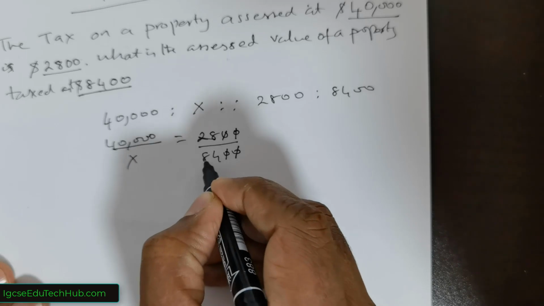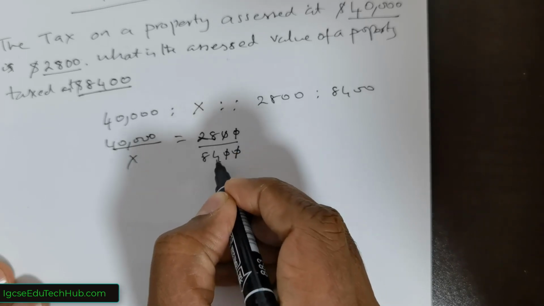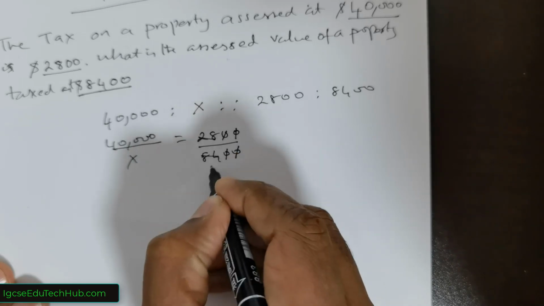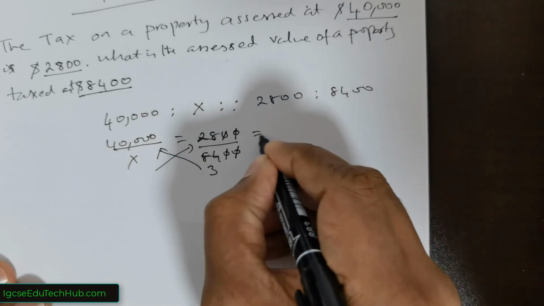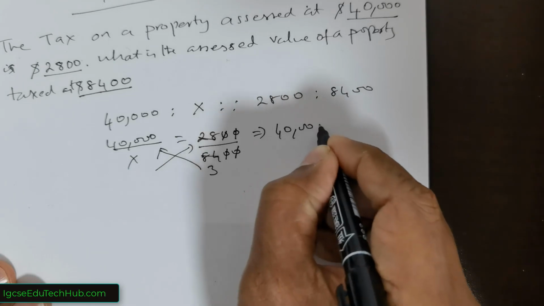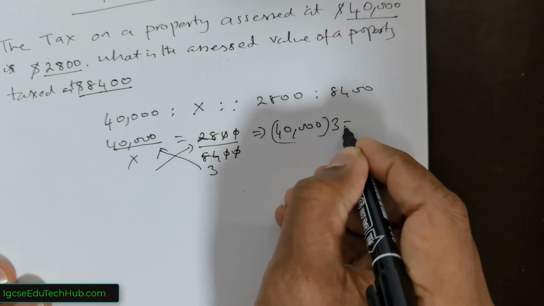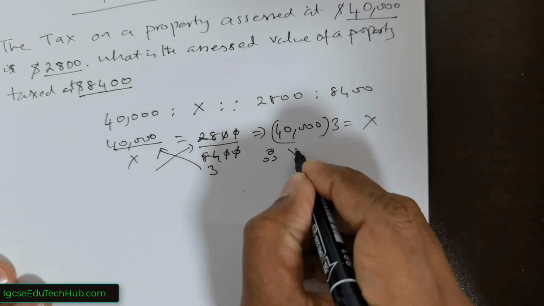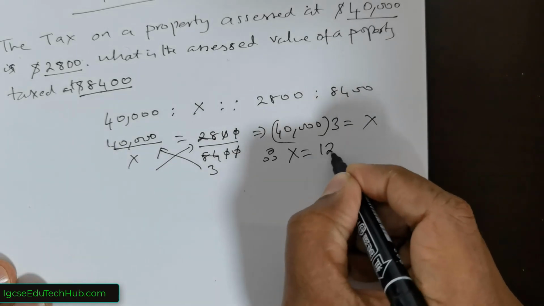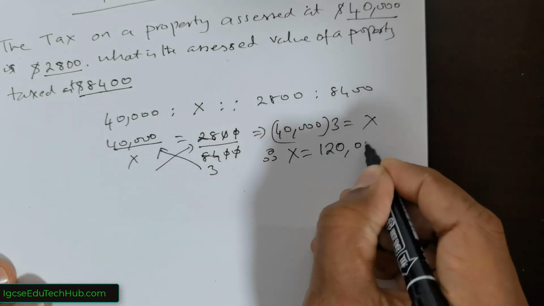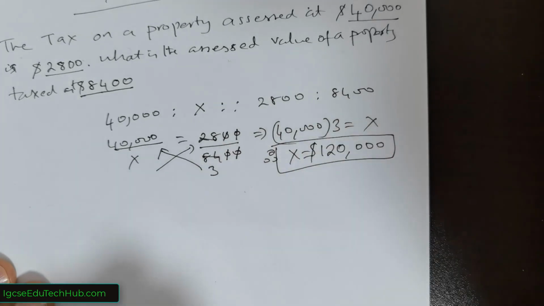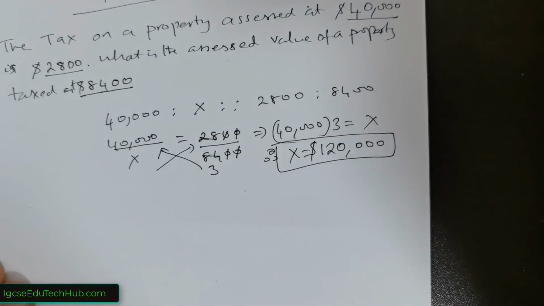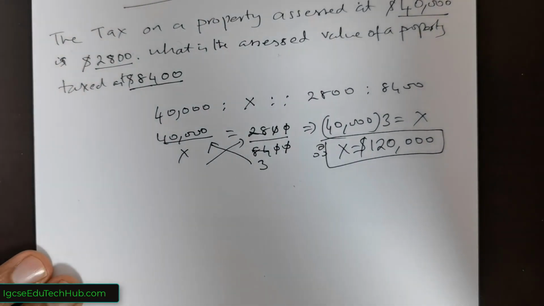Now 28 will divide 84 3 times. 8 3s are 24, 3s are 6, 7, 8, 3 times. So if I were to cross multiply, I would get 40,000 multiplied by 3 is equal to X. Therefore X is equal to 120,000. So this is the value of the property. So this is a beautiful question. I hope you understand the working.